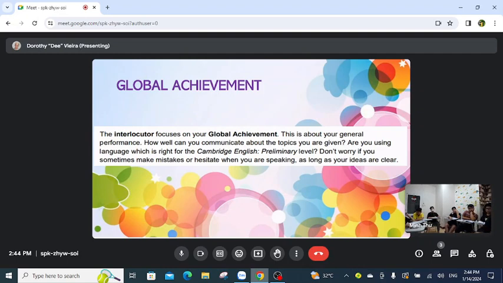Do you use the right language for this level? You're at preliminary level now. So do you use the right language? So it's not starter level, okay? It's a higher level. You need to use higher language. Don't worry if you make small mistakes or you hesitate. You wait a little bit before you speak. As long as you can express your ideas, as long as you can speak clearly and the examiner can understand.